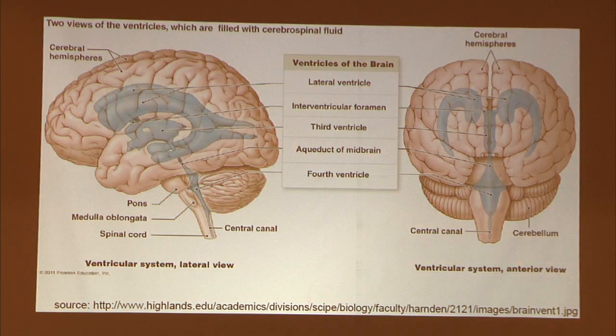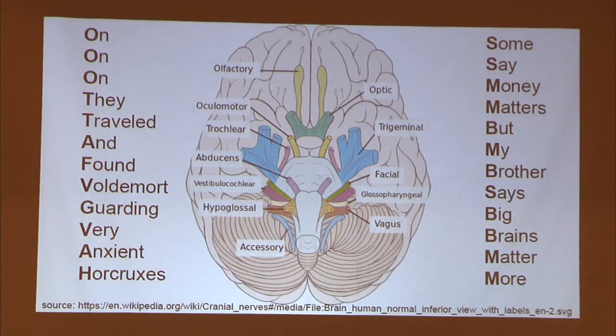Okay. Then if we look on the underside of the brain, we have our cranial nerves, and there is a mnemonic to tell you about the order. On, old, they traveled and found Voldemort guarding very ancient Horcruxes. It gives you the order of your cranial nerves, including trochlear, glossopharyngeal, vagus, and hypoglossal. It's good to take note of this.